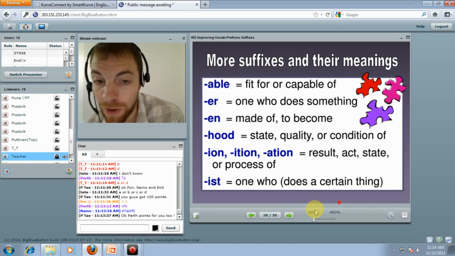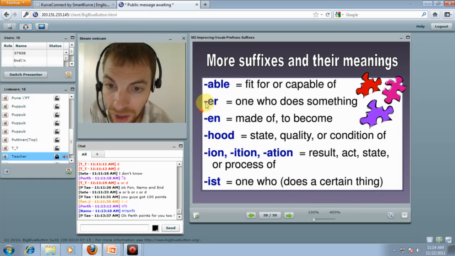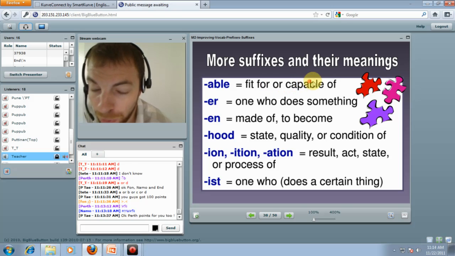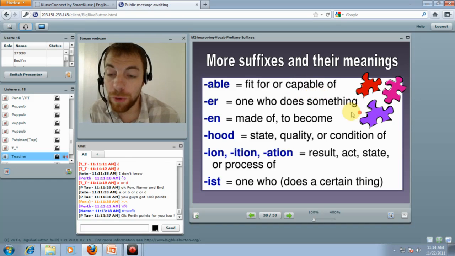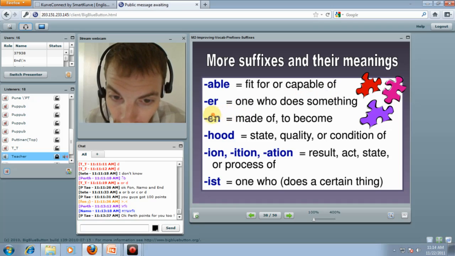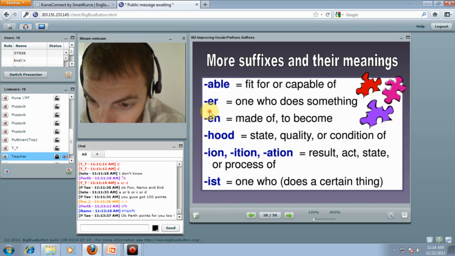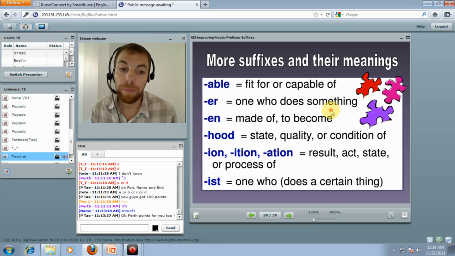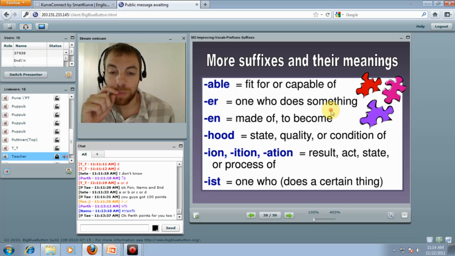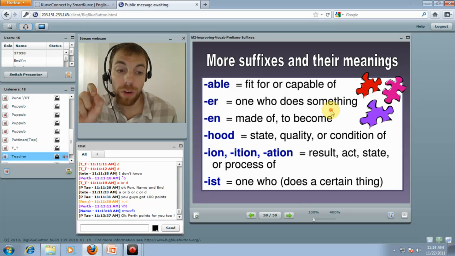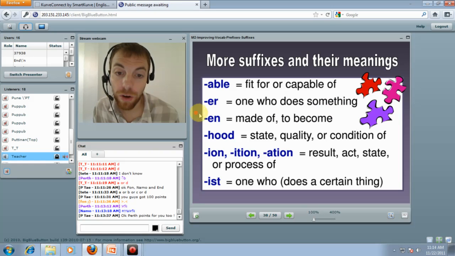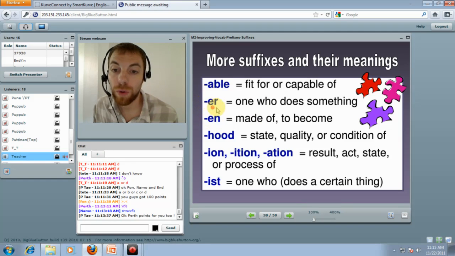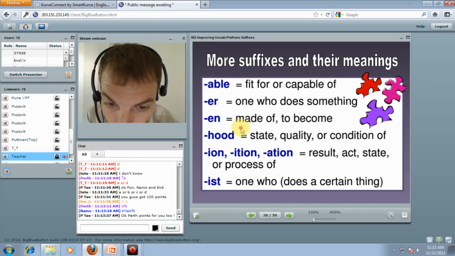Alright, so here are more suffixes and their meanings. So, able. It's fit for or capable of. It means you can do it. It's possible. ER is one who does something. For example, write. Someone who writes is called a writer. Someone who paints is a painter. So it means someone who does something. En.